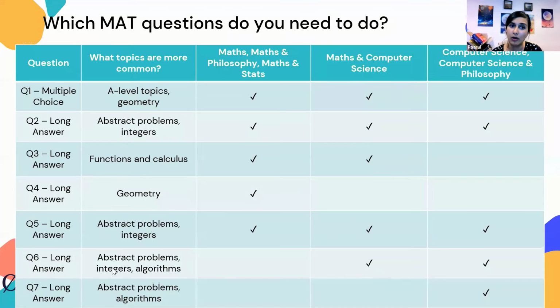And then if you're doing maths and computer science, you do questions 1, 2, 3, 5, and 6. Question 6 often involves algorithms or abstract problems, integers. Another one is logic. They like to ask truth or lie questions, at least they used to in the past. And then if you are doing just computer science or computer science and philosophy at Oxford, then you don't do questions 3 and 4, and instead you do question 7, which often looks at algorithms and more computer science-based logic.